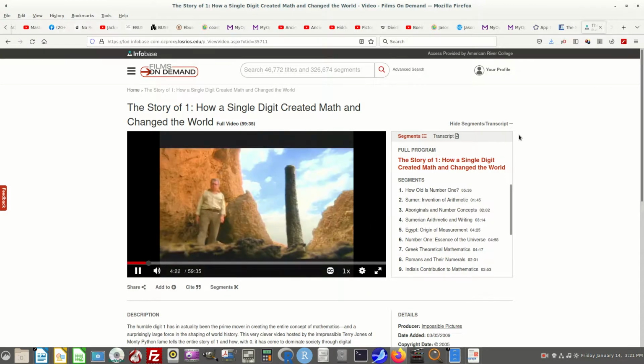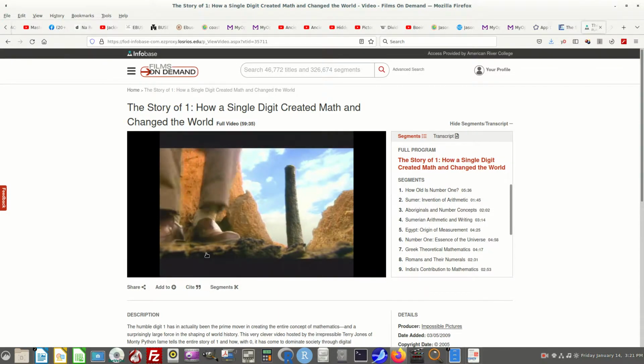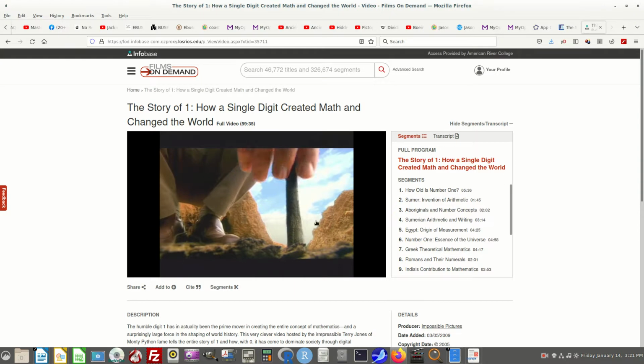Scratch on a bone. This bone. It's known as the Ishango bone.